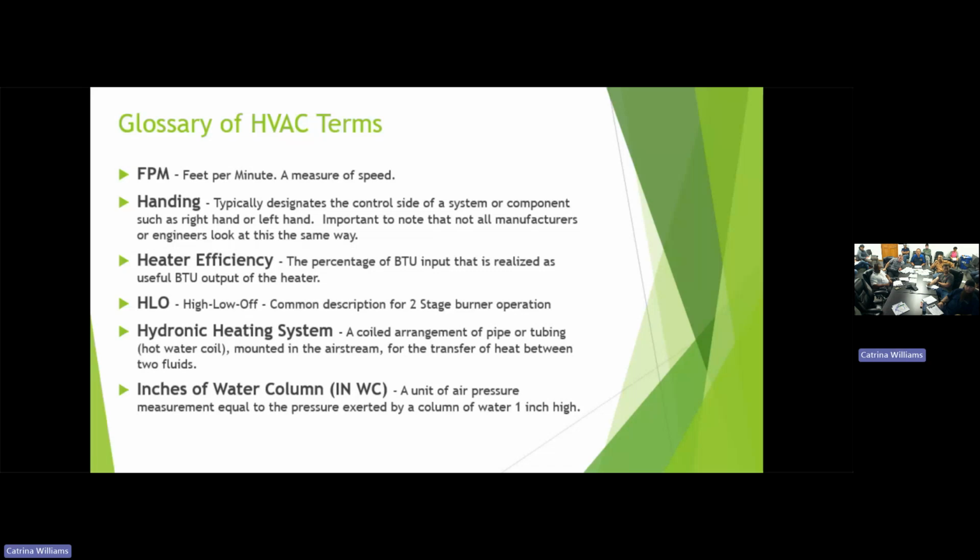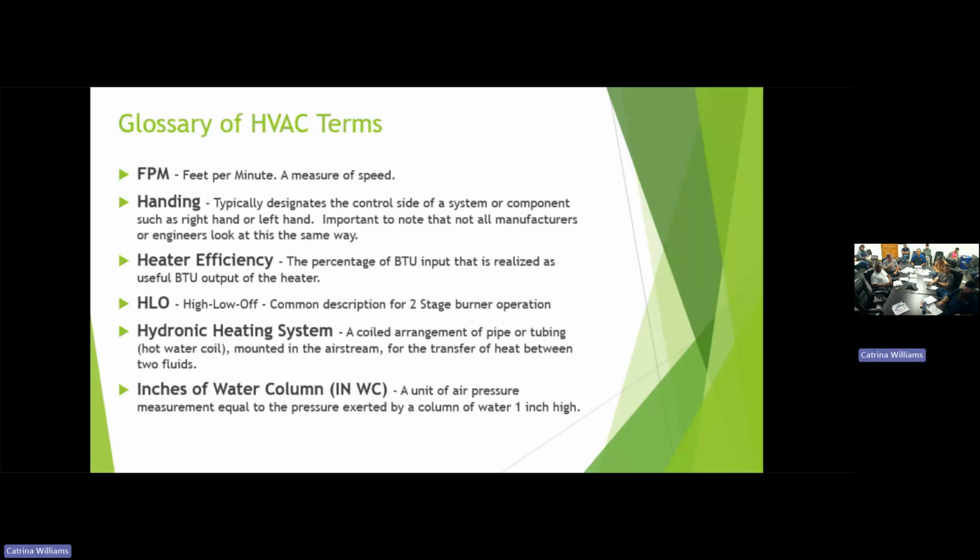A hydronic heating system, that's again a coil arrangement of pipe and tubing, water or steam, mounted in the airstream for heat transfer. Again, that's another version of a heat exchanger. You've got water in the tubes and the air going across the fins, which transfers the heat. You've got a heat exchanger there.